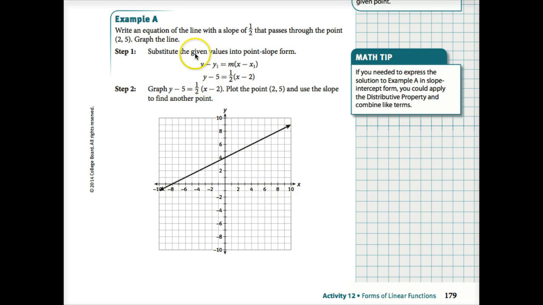So here I have taken this point, 2, 5, that's x1, y1, and 1/2 is m, and then we just plug them into the formula. So y minus 5 equals m, which is 1/2, times x minus 2. So when you are graphing from point-slope form, all you do is plot the point that they gave you. So in this case, they plotted 2, 5, and then use the slope to find another point, because remember, the slope, m, is rise over run. So that means from this point, I can rise 1 and run 2.